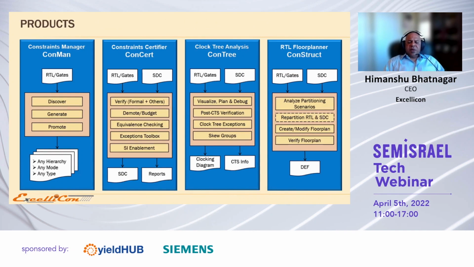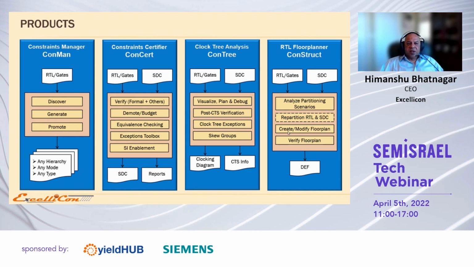So let me introduce the products which we have, which help in all these areas. We have four products: Kanban, Concert, Contri, and Construct. Kanban and Concert are the ones in the constraint space, and there's some description on the next slide for each of the products. Contri is for your clock tree analysis, implementation, skew groups generation, and all that. And Construct is your RTL floor planner, partition analysis, and the verification of the floor plan itself.